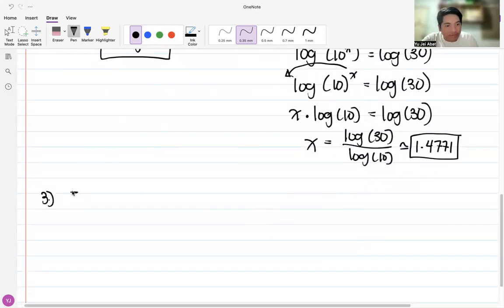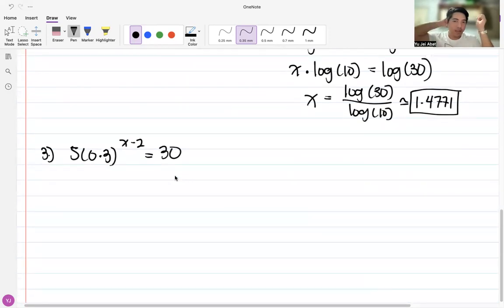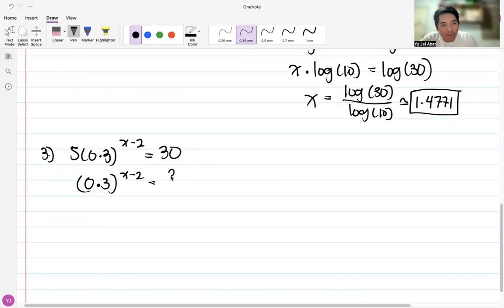Okay, for number 3, we have 5 times 0.3 raised to x minus 2 equals 30. So the thing here is that, again, as much as possible, we want the exponential function or the logarithmic function only accompanied by itself, having no constant. So I have to divide both sides by 5 so that this 5 will be eliminated and 30 will be left over on the right side of the equation. So we have 30 all over 5, that's 6.